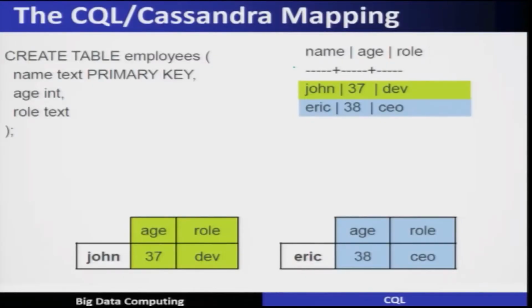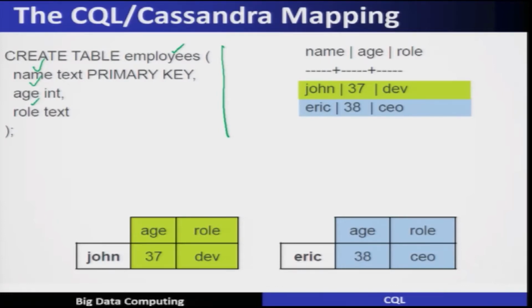So, let us see what the SQL commands of Cassandra are and how they are internally mapped into Cassandra. Take a create table SQL command, the create table with employee name, where name is the primary key, and age and role are the 2 other attributes.